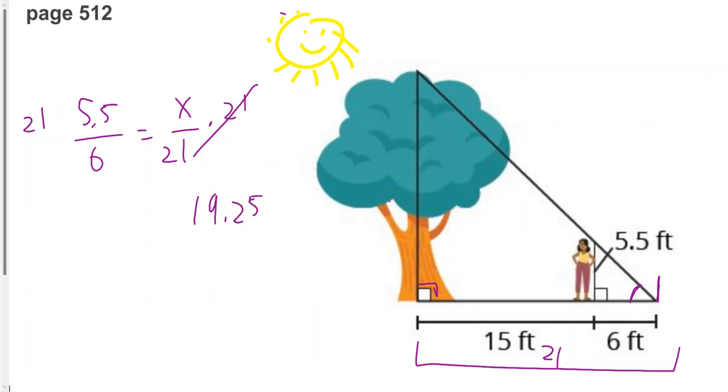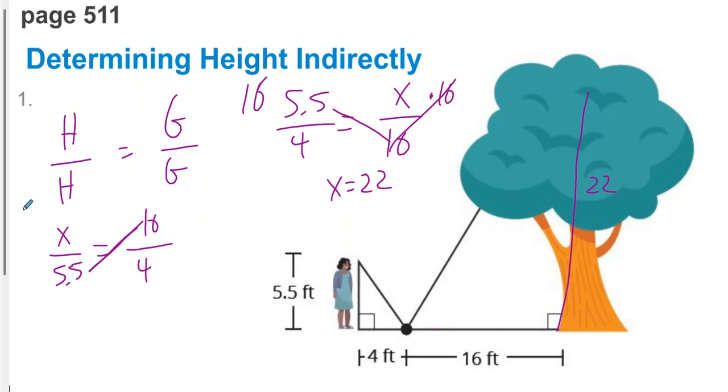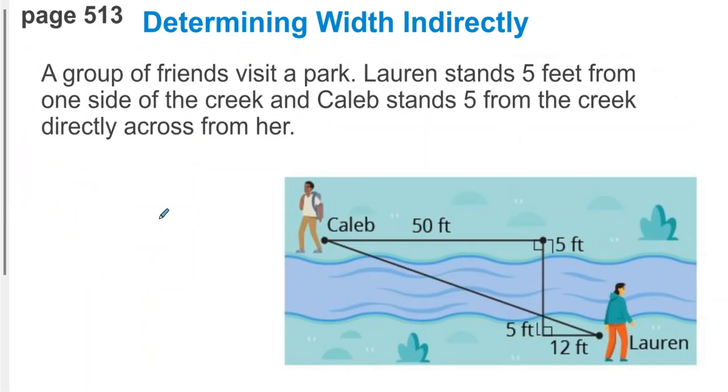Next one, if there's a river. These last two are for vertical heights. The next two are for horizontal distances. So if there's a river, I can start directly across and walk a known distance away, and my friend can start directly across and walk a known distance away. And our triangles will then be similar.